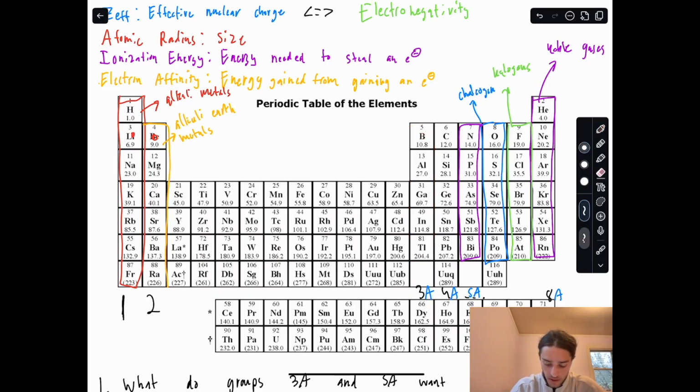Finally, for group 4, what you'll notice about it is it's 4 electrons either way. It could either gain or lose 4. And that's really what makes group 4 so unique. It's the only group that can both gain and lose. And so we'll see that that has some interesting consequences for bonding.